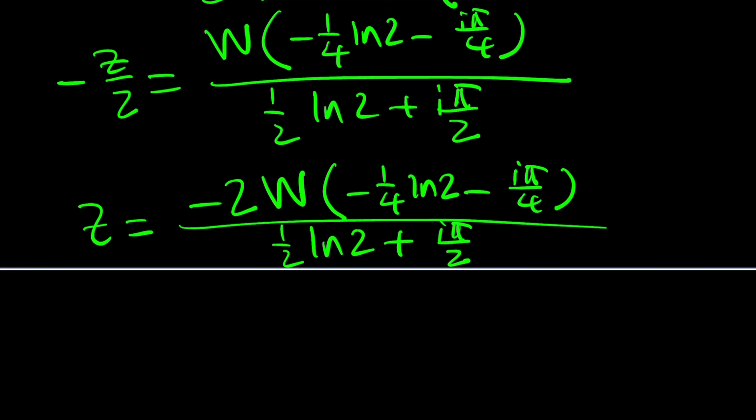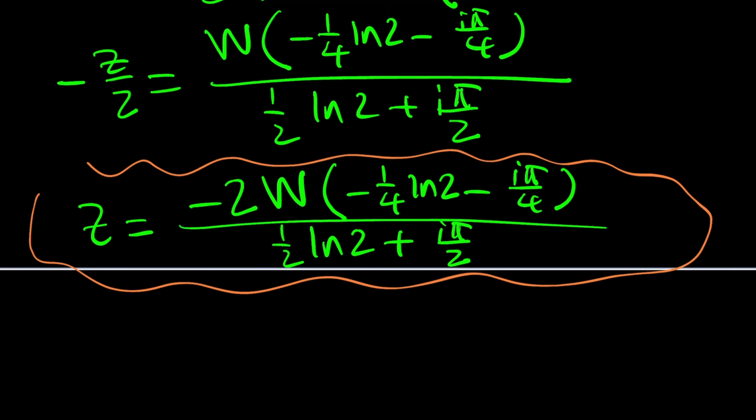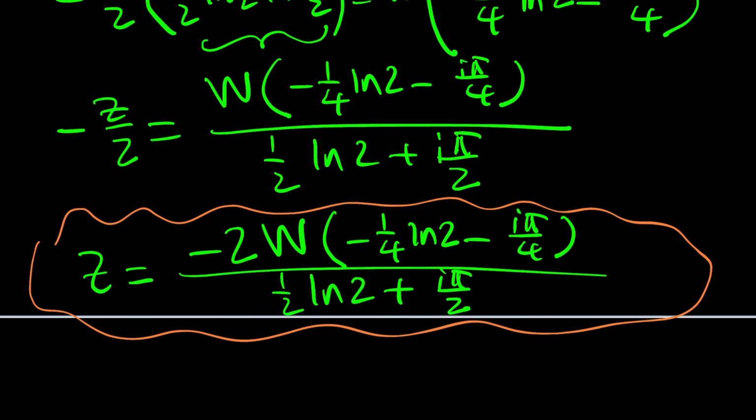If you're wondering what that's going to look like, because z is going to be a complex number, just like in the form of a plus bi, you can go ahead and use Wolfram Alpha and find out the exact answer. And this brings us to the end of this video.